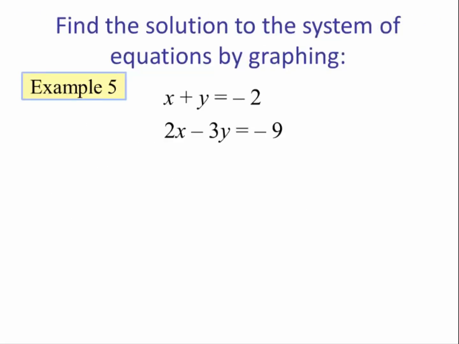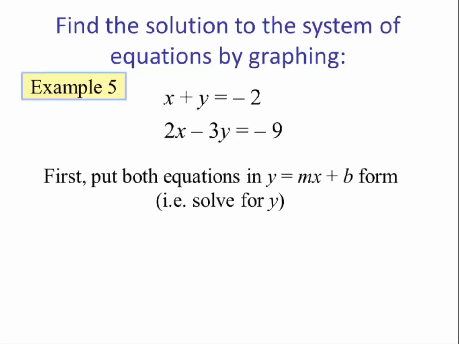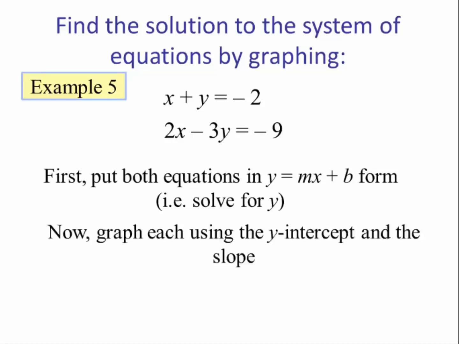Example 5. Find the solution to the system of equations by graphing. x plus y equals negative 2. 2x minus 3y equals negative 9. First, we need to put both equations in y equals mx plus b form, or in other words, we solve for y. Then we graph each using the y-intercept and the slope.